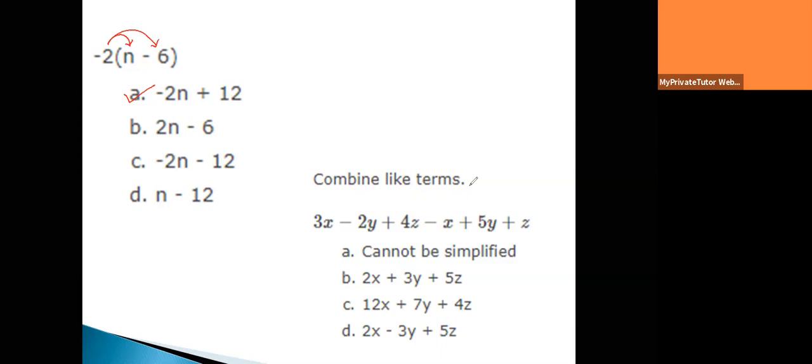Combine like terms. Again, you need to simplify here. Let me have a look. Okay. Yeah, I think we can simplify. So A is not the option. So which one is the correct answer? 3x minus x is 2x. 5y minus 2y is 3y. Yeah, Joseph, you're right. I hope everyone agrees to that. B is the correct answer. Shall we move to the next one?